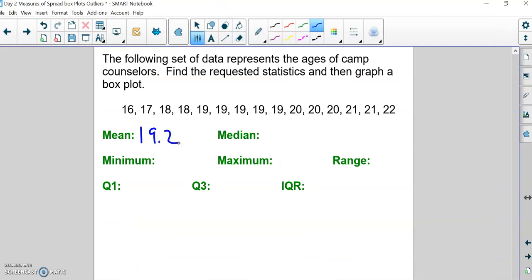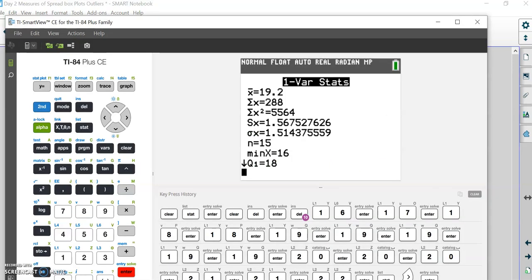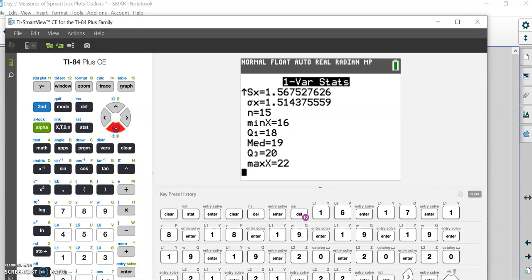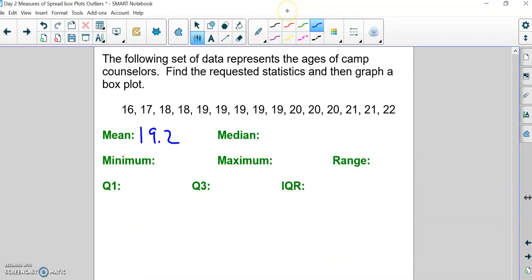And then we can do our 5-number summary as well. So if we scroll down, we get our 5-number summary, so 16, 18, 19, 20, and our maximum was 22. So you can get those from your calculator. You could also do it by hand. It's not too bad, especially when the numbers are already in order.